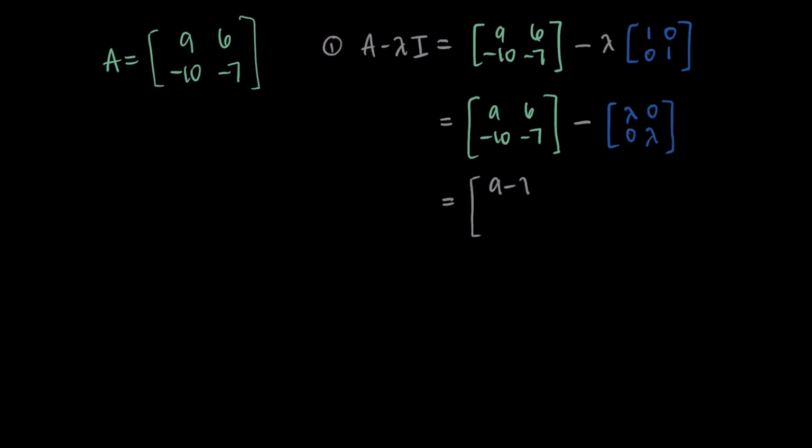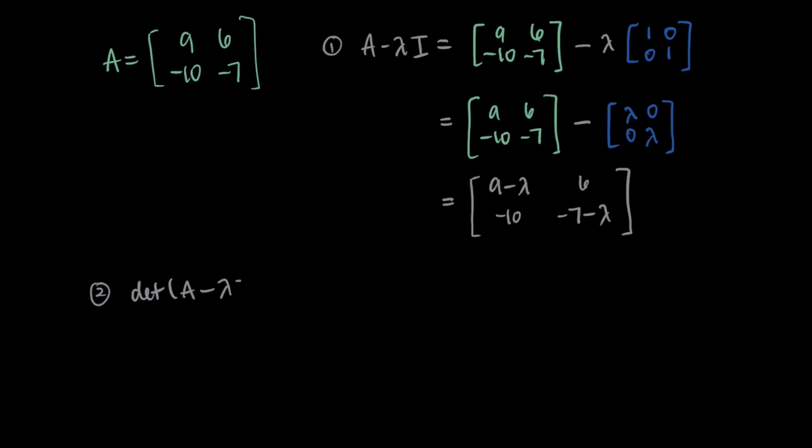So I'm getting 9 minus lambda, 6 minus 0, -10 minus 0, and then -7 minus lambda. Then those minus zeros aren't affecting anything, so I'll just take those away, and I'm left here with my matrix A minus lambda I. You can just think of taking those elements on the diagonal of A and subtracting lambda from them.